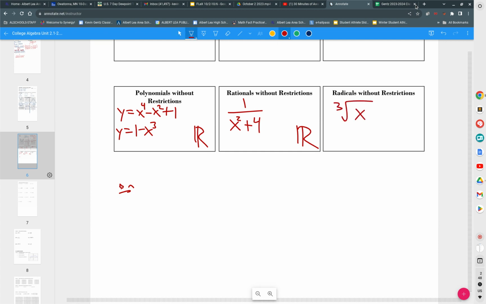Cube root of x. What's the cube root of 64? 4. What's the cube root of 8? What's the cube root of 0? What's the cube root of negative 1? Negative 1. You can take the cube root of a negative, can't you? Because a negative times a negative times a negative is a negative. So therefore, we don't mind odd roots. Even roots, those are bad. Odd roots, those are good. Okay?